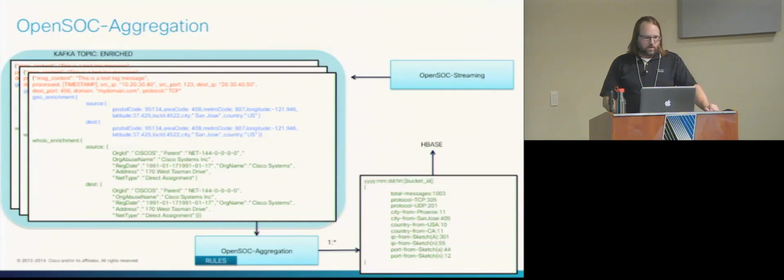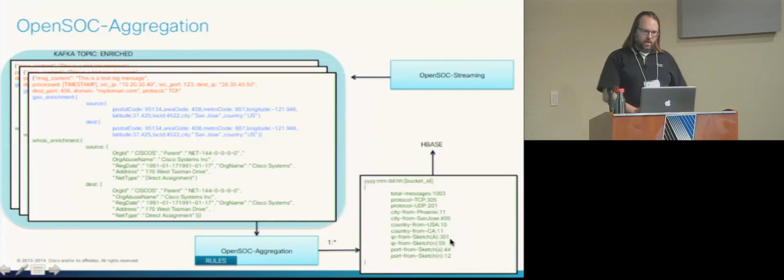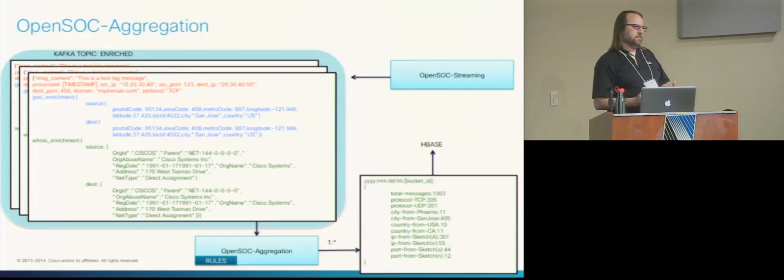So again, with aggregation, we're taking the data that came off of the streaming and aggregating it together. We're saying, all right, throughout this time, how many messages have you seen, what top protocol, or counts of protocols, counts of cities, counts from IP sketch A to whatever. We're aggregating all that together.